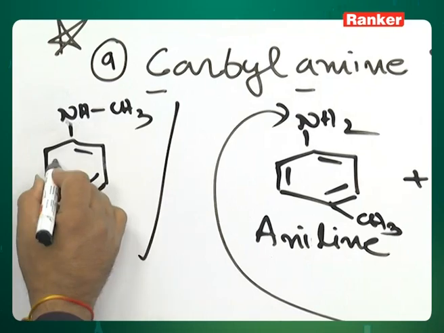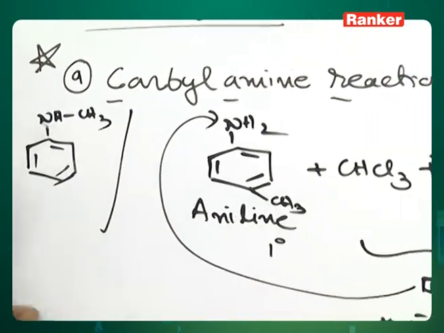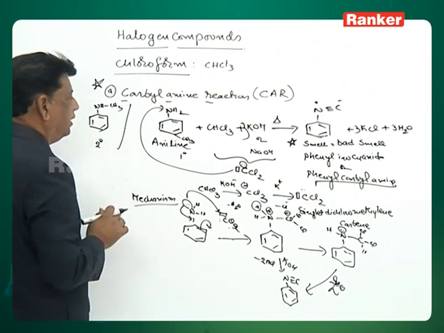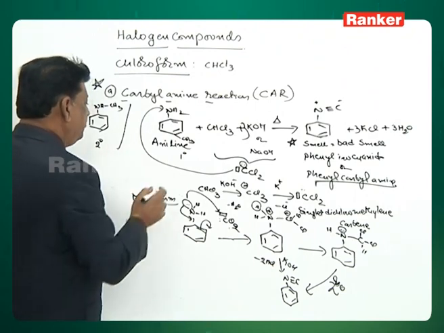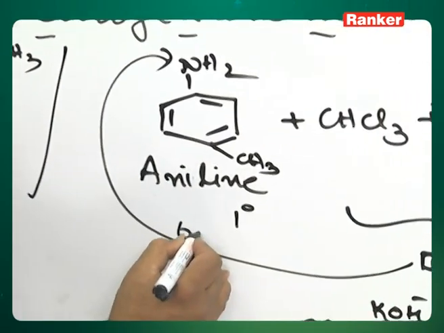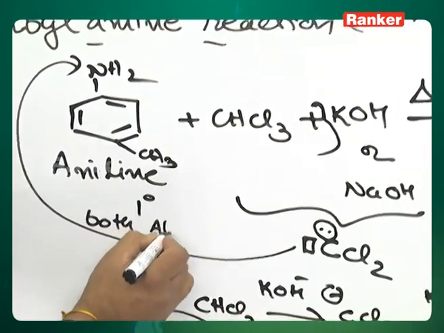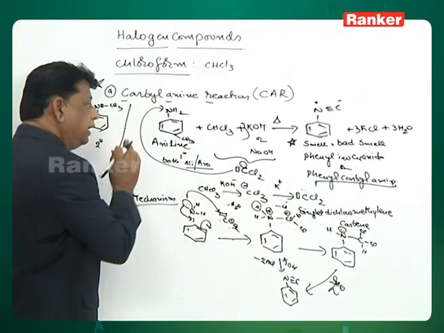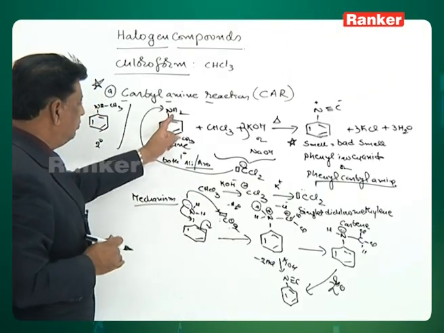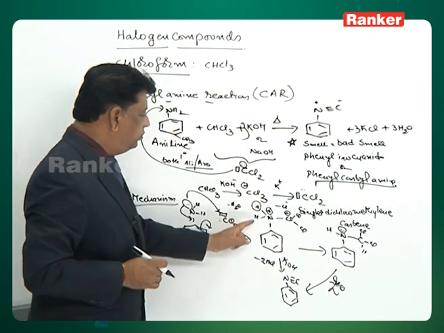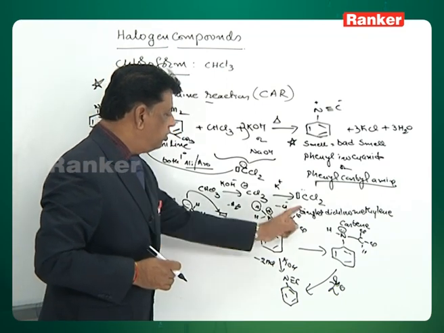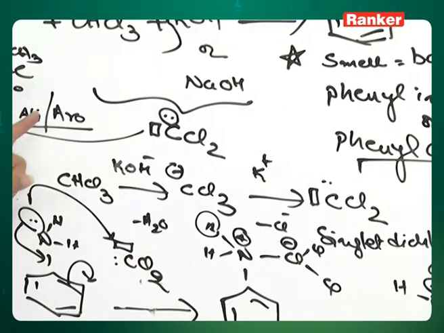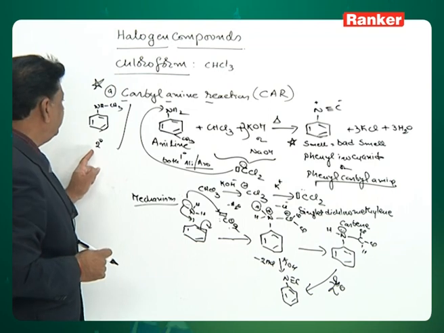Now this first one is called a 1 degree amine, this is a 2 degree amine. Even a 3 degree will not respond to this reaction, only 1 degree, and that too both aliphatic as well as aromatic. For 1 degree only, the removal of 2 Cl and 2 H is going to happen. So only 1 degree, but it can be aliphatic or aromatic. So what we have taken here is a 2 degree.